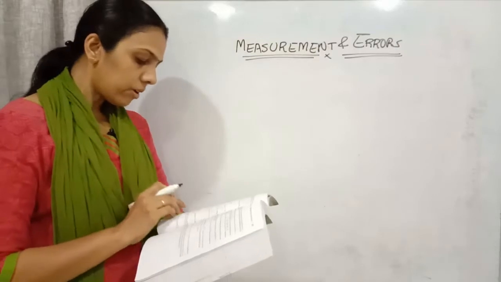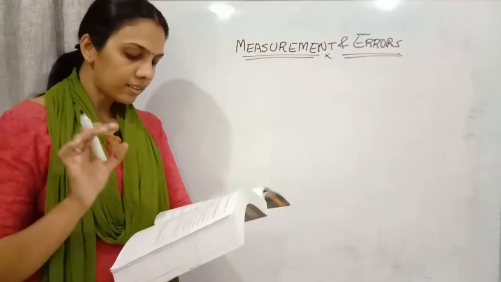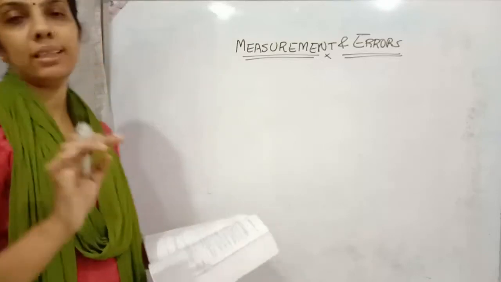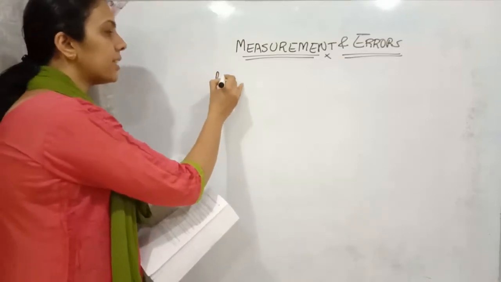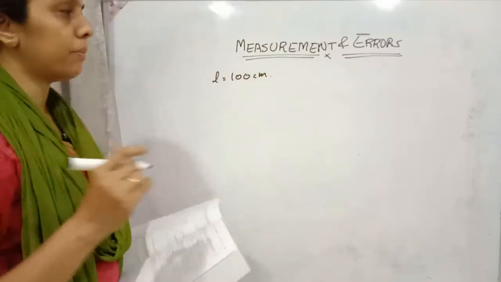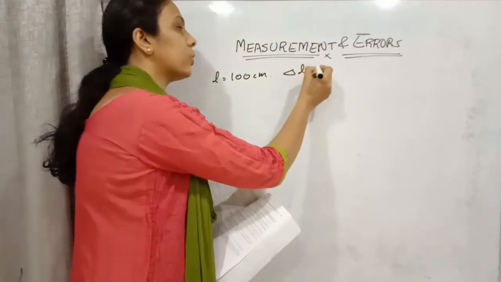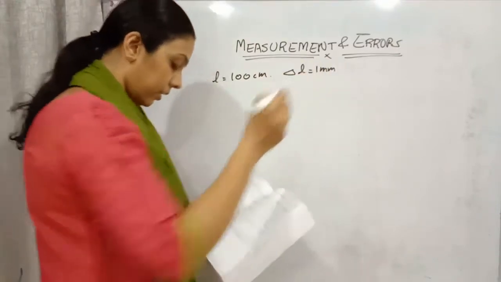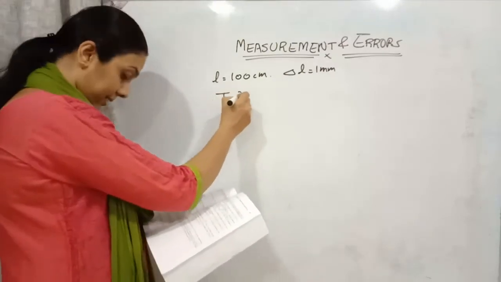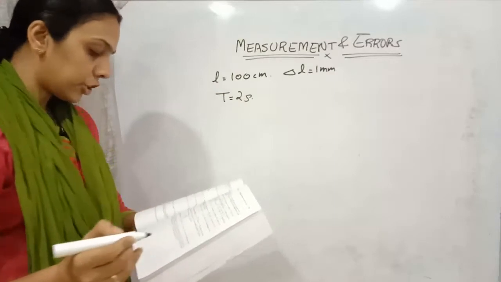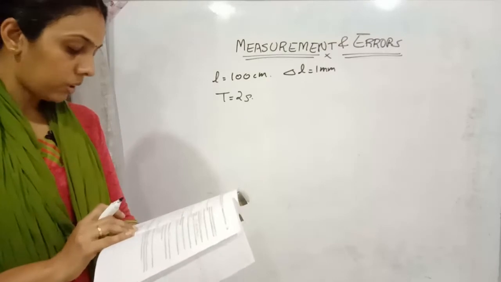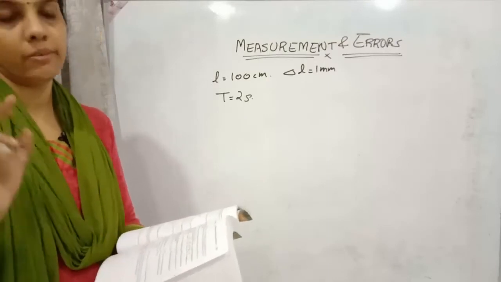So here the length of a simple pendulum is about 100 centimeter, known to have an accuracy of 1 millimeter. That means length is 100 centimeter, and its accuracy is 1 millimeter. So we can write it as delta L equals 1 millimeter. Then its period of oscillation is 2 seconds, determined by measuring the time for 100 oscillations of a clock of 0.1 second resolution.